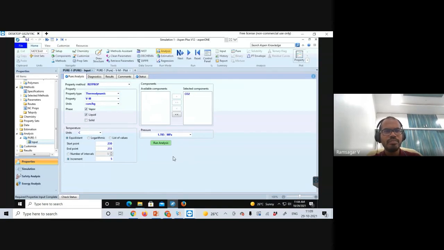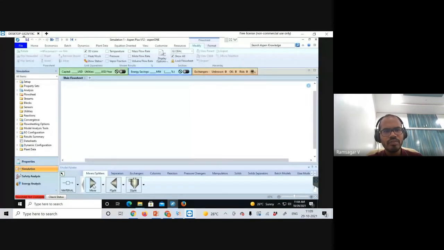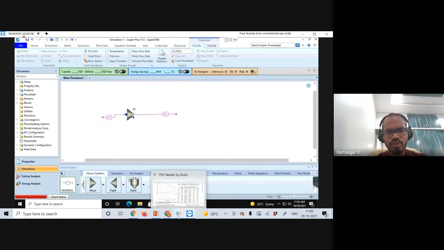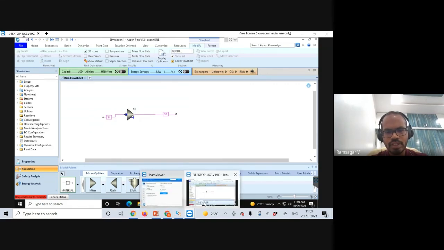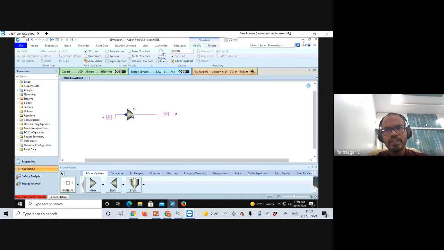It takes some more time. I can do the same thing using a different form, but it takes more time. Like we have to add a mixer, then use one stream of pure CO2, then you can say pure vapor, pure liquid, and you can do it, right? It takes some time, but I wanted to show the other simulations. That's why I'm not continuing this, but you can explore.